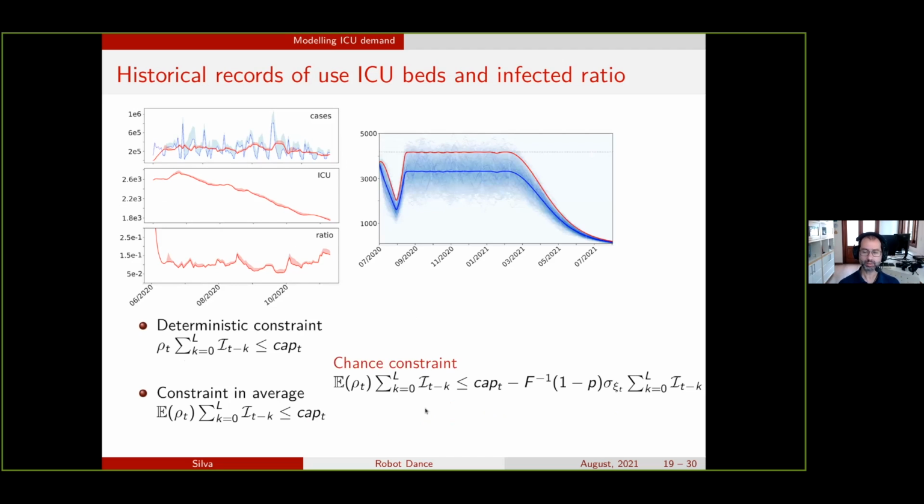And since we assumed that the random noise is normally distributed, we can actually make the algebra and find an explicit constraint for our problem that still looks like a linear constraint in the original variable. So we can add this constraint to our model as a linear constraint in our optimal control problem, our discretized optimization problem that looks like this.